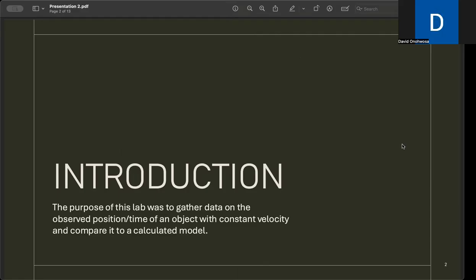Okay, so the purpose of the lab was for us to gather data on the observed position and time of an object that we had moving at a constant velocity, and then compare it to a calculated and coded model.